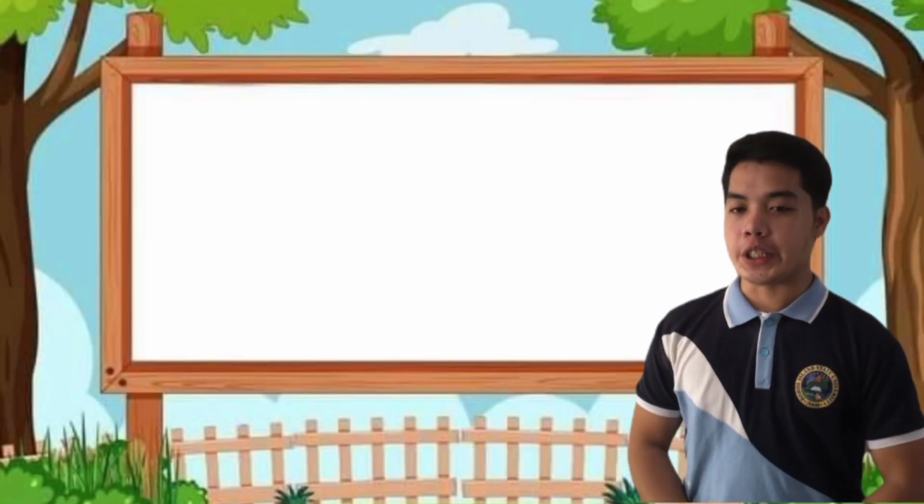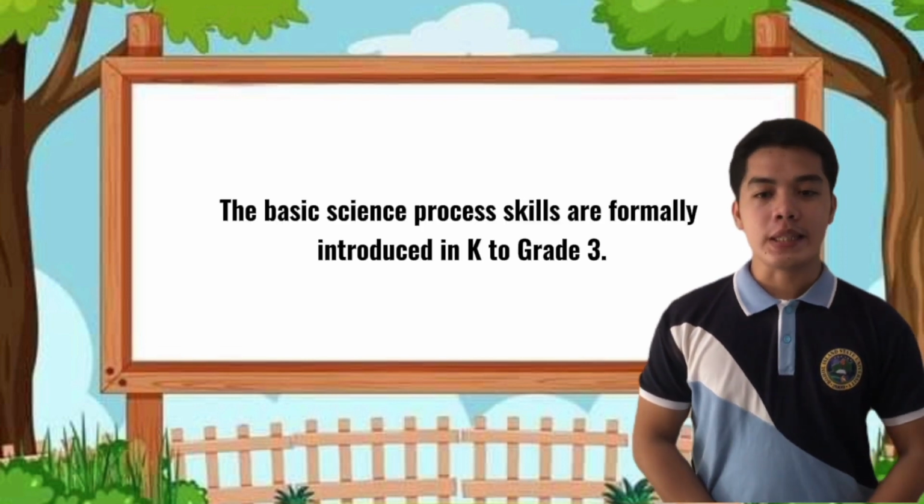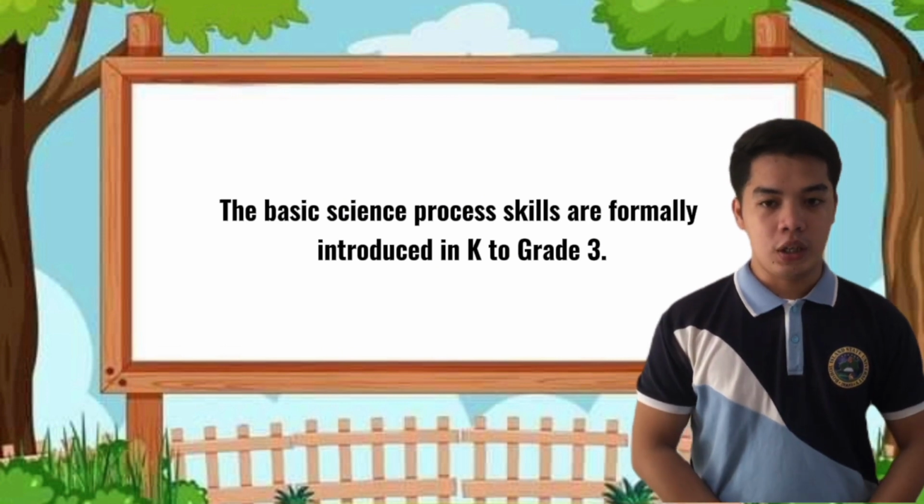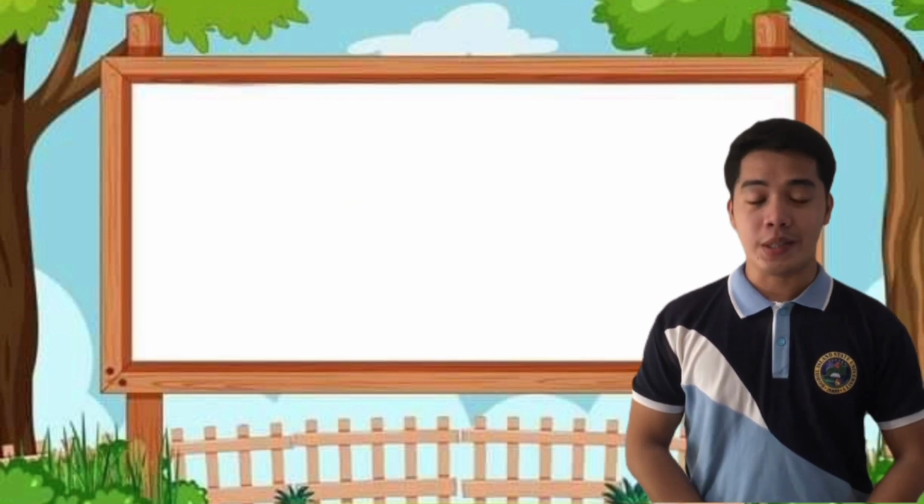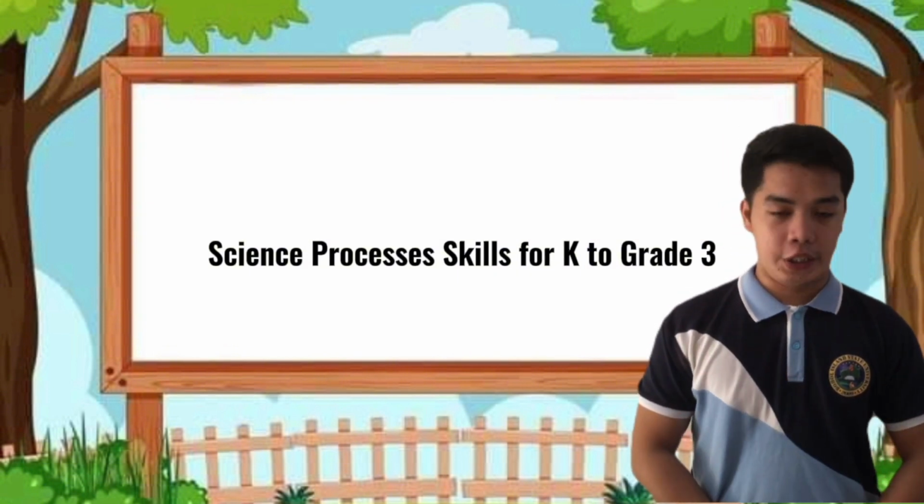I am Brian J.T. Pueselio. I am going to continue the discussion. The basic science process skills are formally introduced in K to grade 3. Let us revisit some of these processes. Science process skills for K to grade 3.